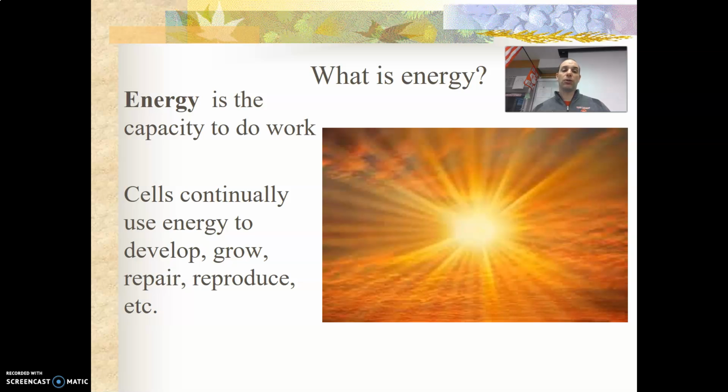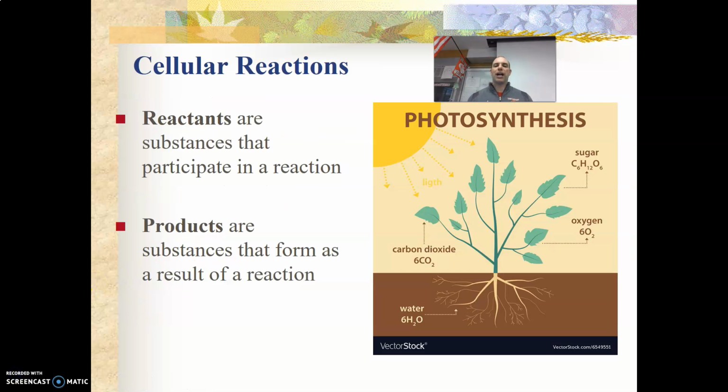Well, when cells grow, develop, repair, reproduce, they need ATP to do that. Since we already know what ATP is, we've talked about energy before, you should understand that. When talking about reactions, we have two parts of the reactions, and we did this earlier in the chemistry unit. We have reactants and we have products. The reactants are the substances that participate in the reaction. The products are the substances that form as a result. So in other words, the products are what we get at the end of the reaction. The reactants are what we put into the reaction.